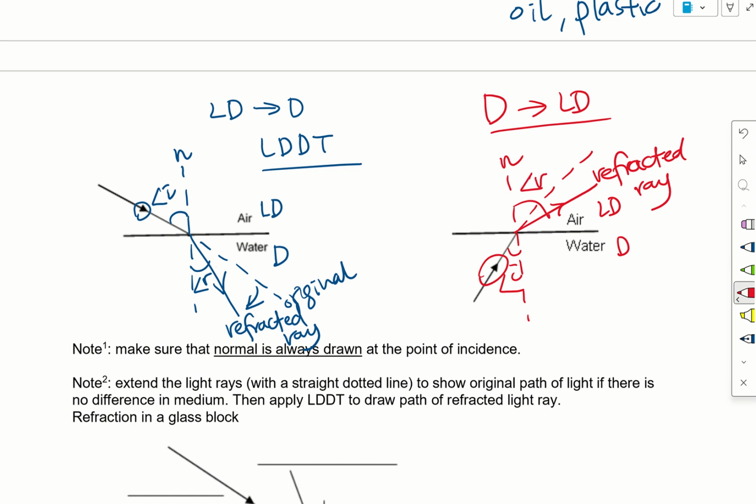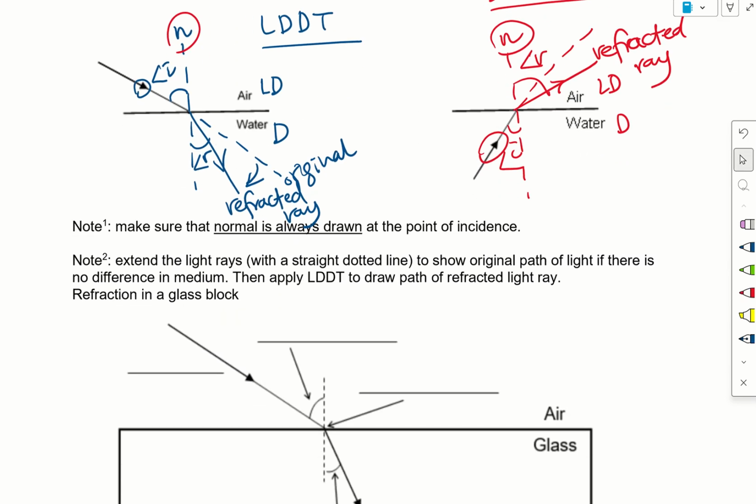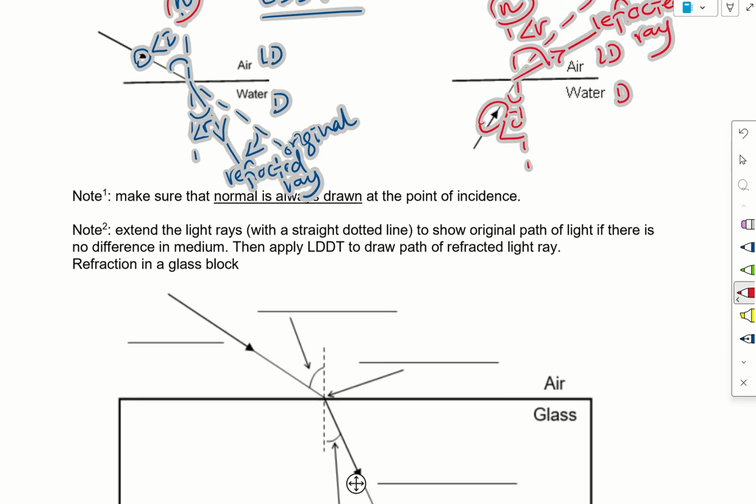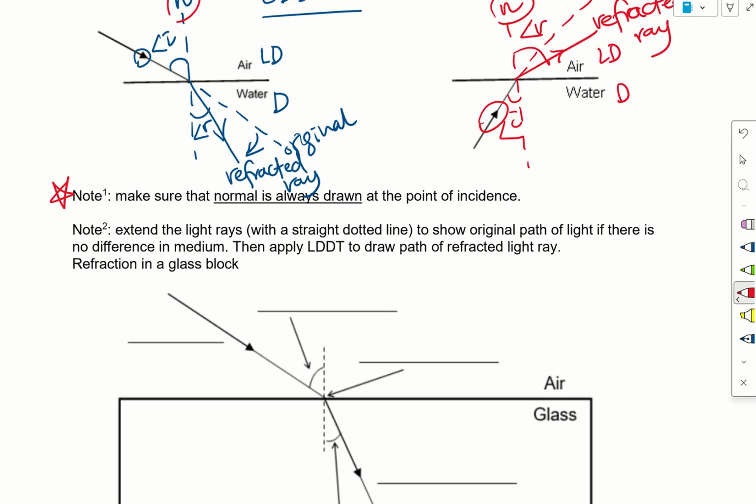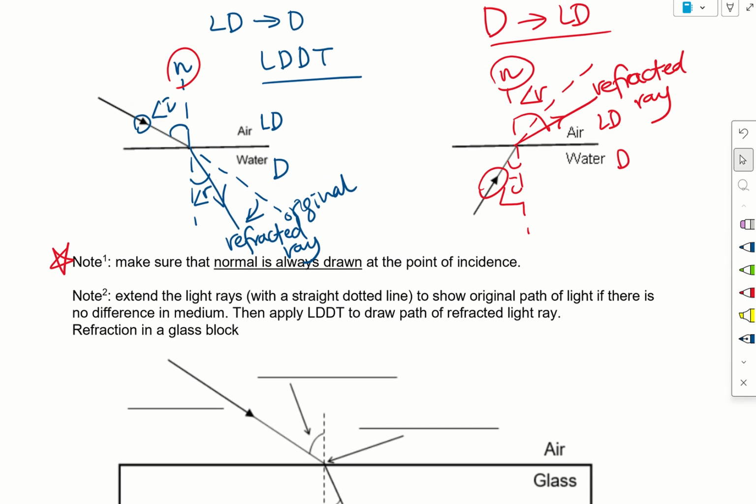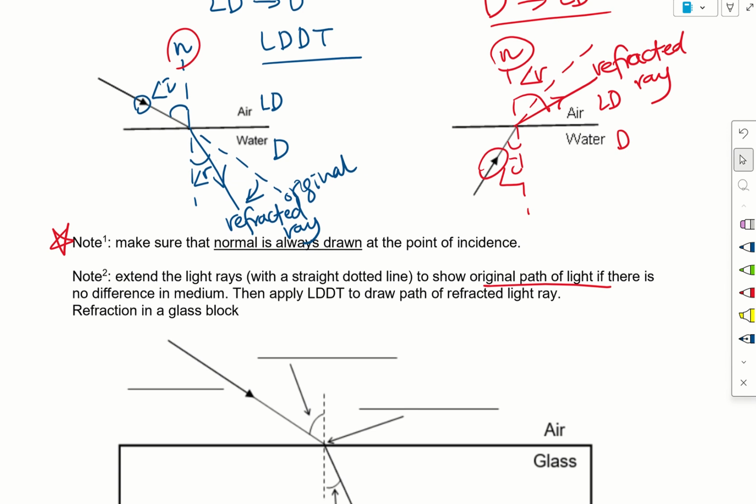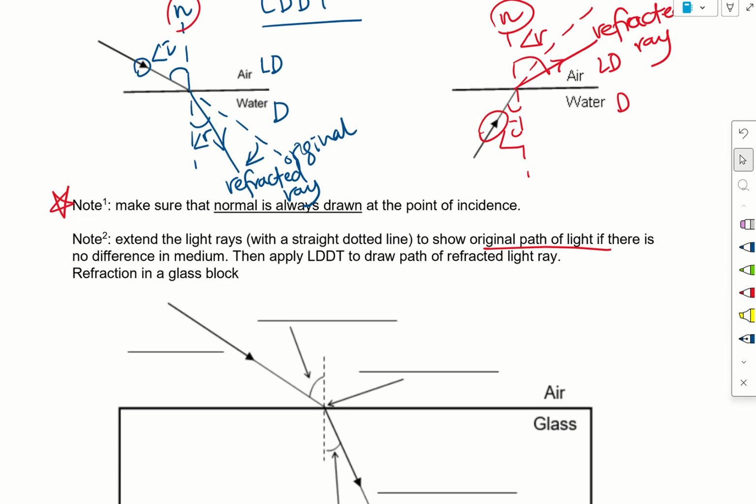Always take the angle of incidence or refraction with the normal as the reference. Make sure that the normal is always drawn, very important. Extend the light ray with a straight dotted line to show the original path if there's no difference in medium. Then apply LDDT to draw the path of the refracted light ray.